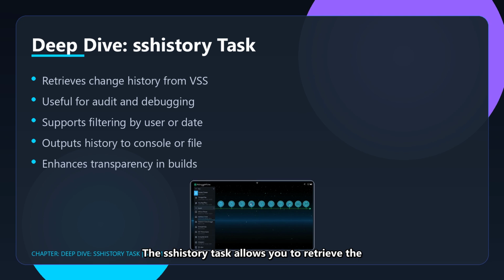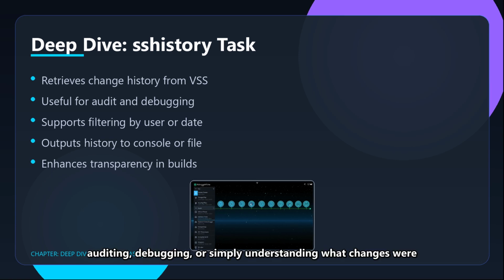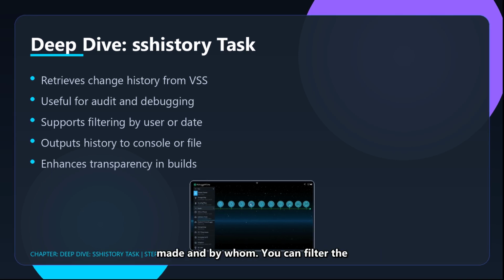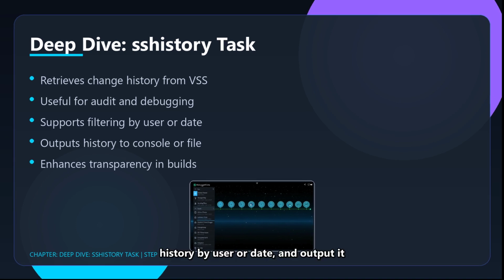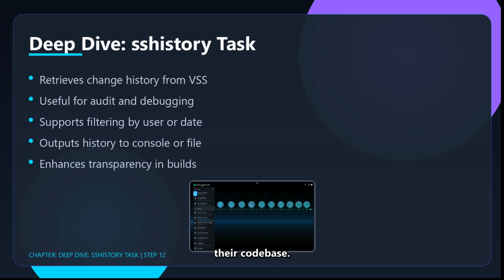The sshistory task allows you to retrieve the change history from VSS. This is useful for auditing, debugging, or simply understanding what changes were made and by whom. You can filter the history by user or date and output it to the console or a file. This enhances transparency and helps teams understand the evolution of their codebase.